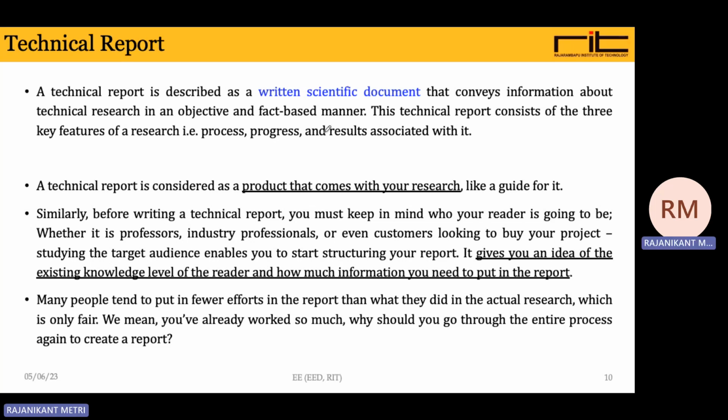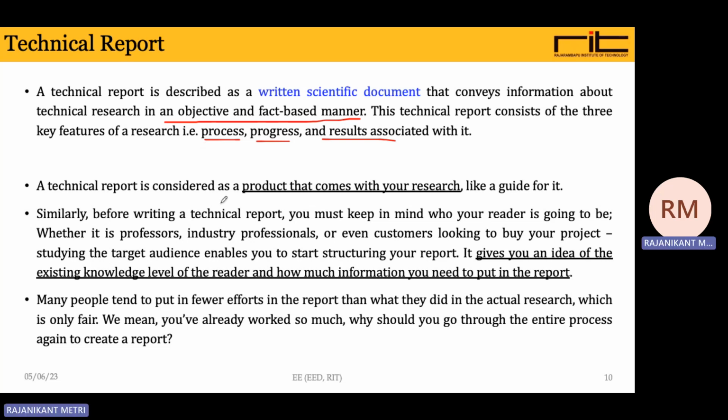A technical report is described as a written scientific document which conveys information about technical research in an objective and fact-based manner. So this is important: in an objective and fact-based manner. So it conveys the information about technical research. This technical report consists of three key features of research, that is processes, progress, and results associated with it. So it consists of these three main features.